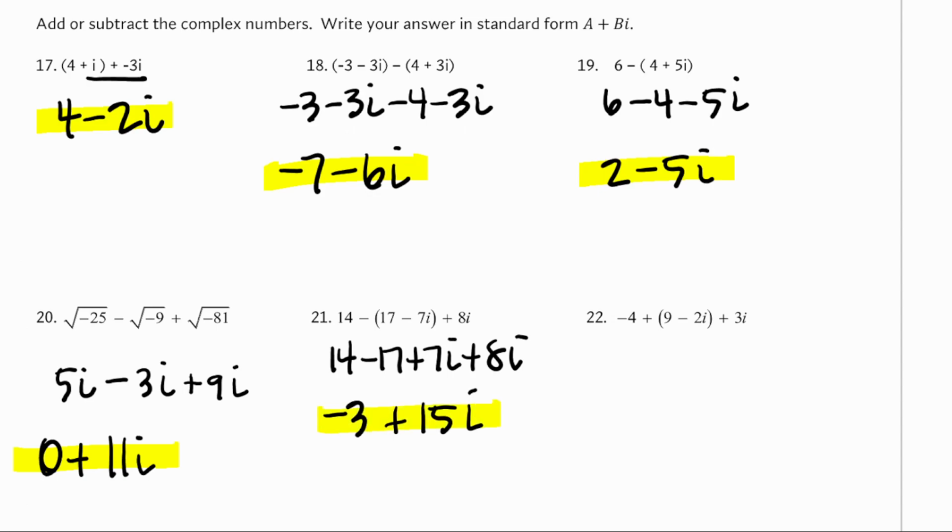And the last one of these is like addition and subtraction ones. So plus is just, add like we expect. Negative 4 plus 9 is going to be 5 plus 1i. Okay, and that's some addition and subtraction. That's good. We need to practice that.